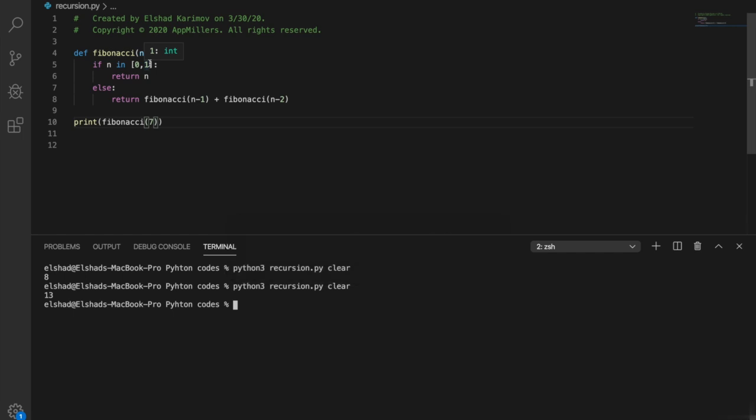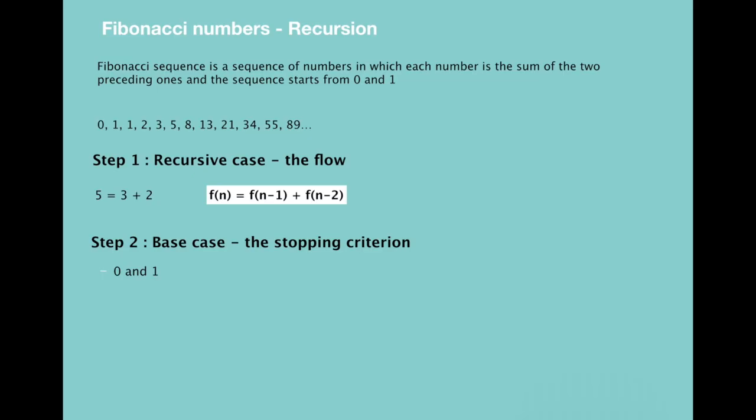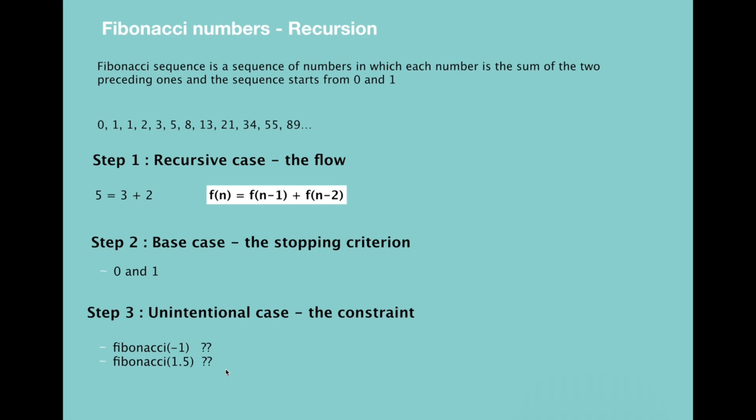Alright, let's see in which situation our function might run in an infinite loop. From the definition of the Fibonacci sequence, we know that it starts from 1 and 0, and this is applicable only for positive integers. So again, we need to take into account that the number is not negative and it has to be an integer. As an unintentional case, we need to check these cases, because we didn't take into account that the parameter might be a negative number, or not an integer number.